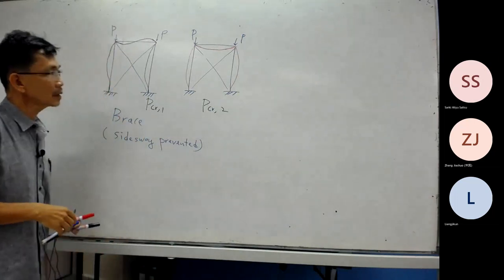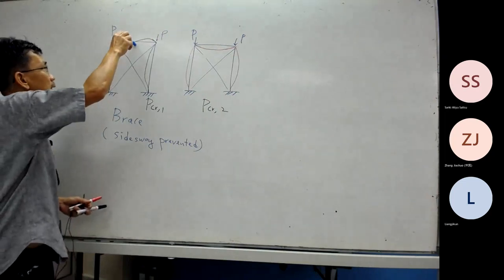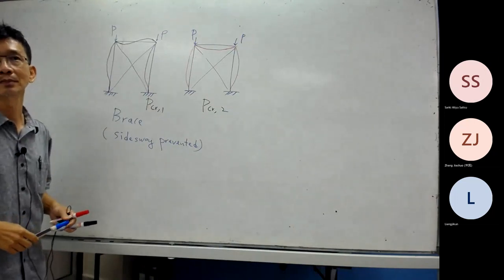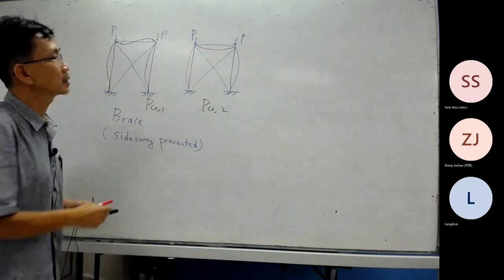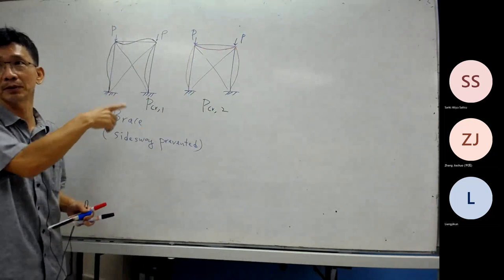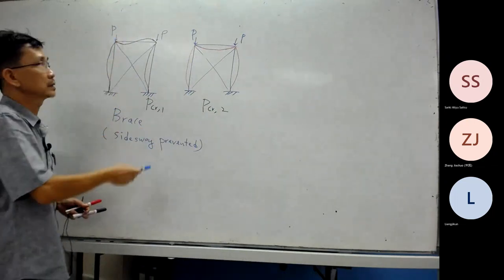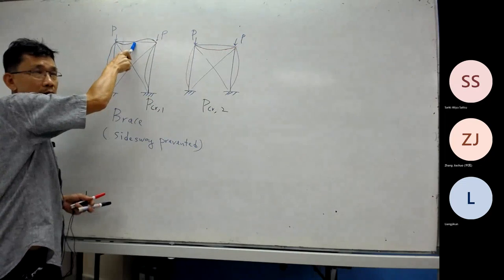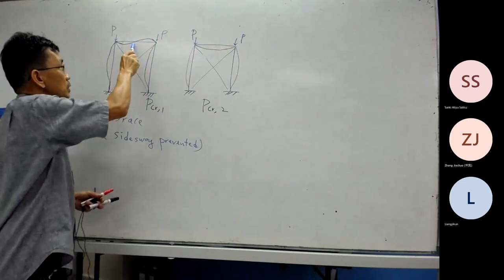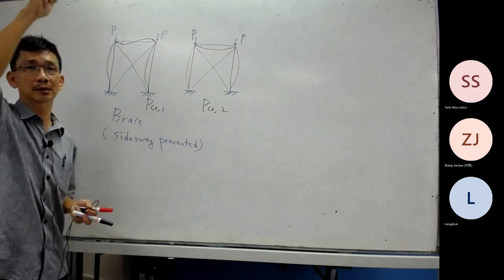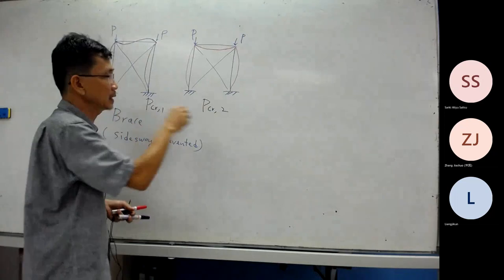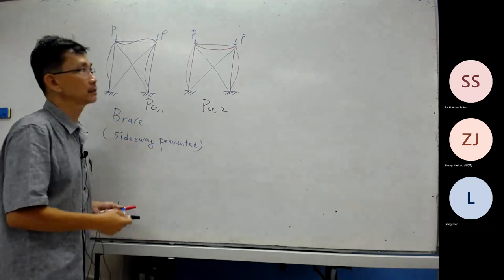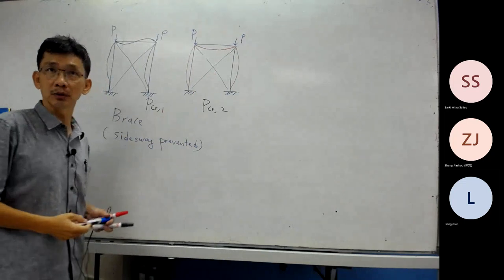So now, consider the beam bending like this and the beam bending like this. Which one is easier? The two. So that's why this will be lower, and this will happen first. In order for this to happen, you must prevent this beam from going like this, so it has to go like that. To go to this shape, your P must be higher. So this P critical will be higher than this, meaning that this will happen first. So for brace or side sway prevented, this is the lowest buckling mode.